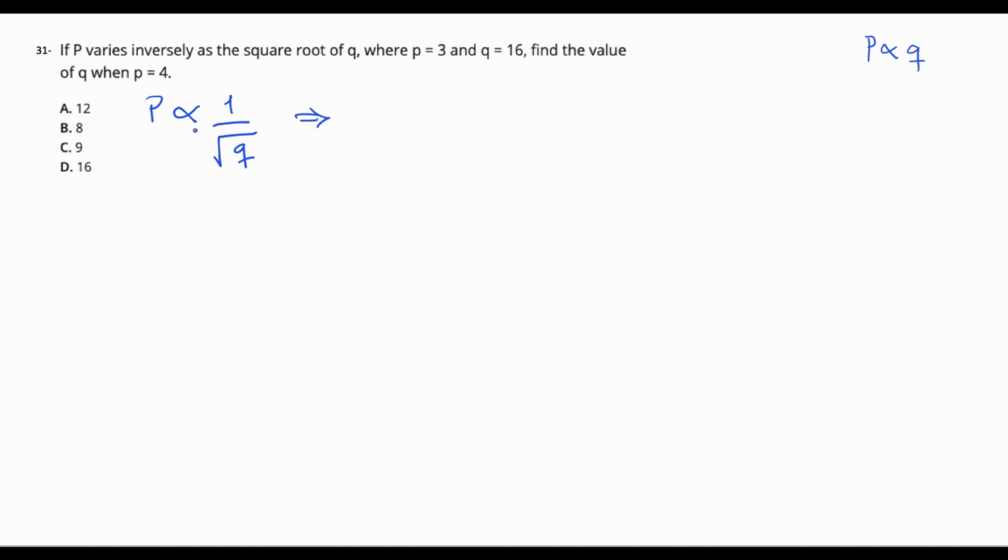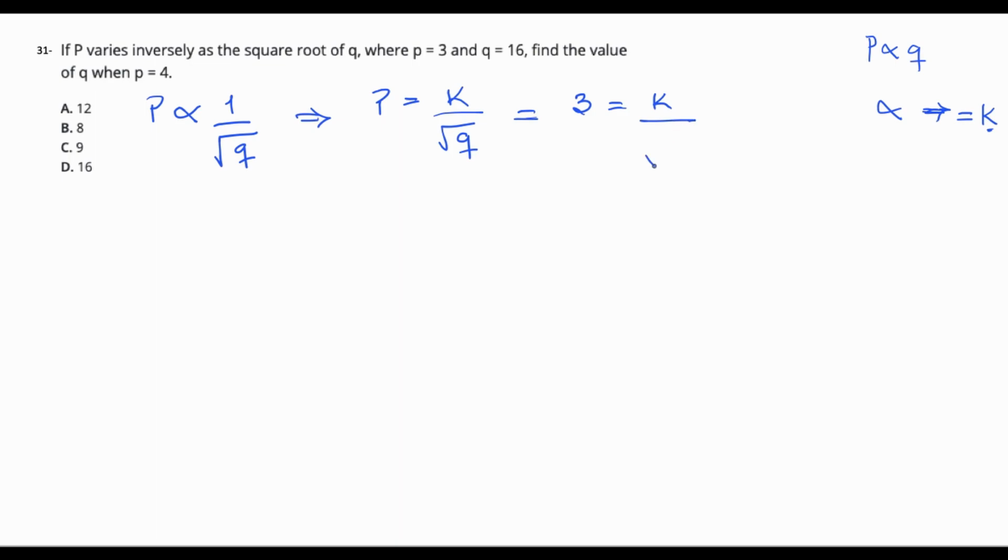And we know that our variation term is the same thing as equals to a constant K, which is the constant of proportionality. So we have to find that. To do that, P is equal to K over the square root of Q. We're given the value of P here as 3.